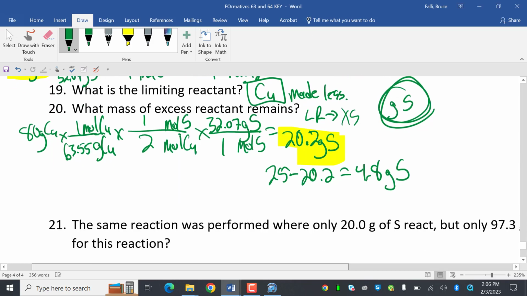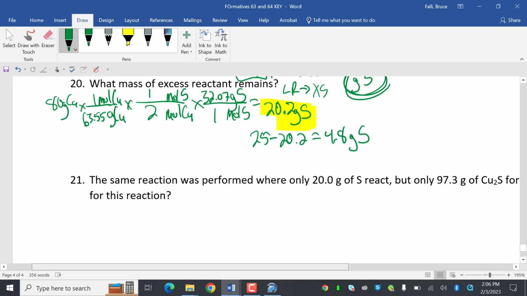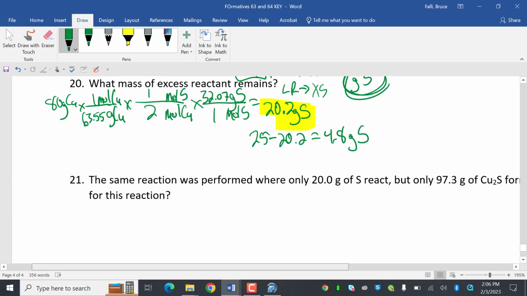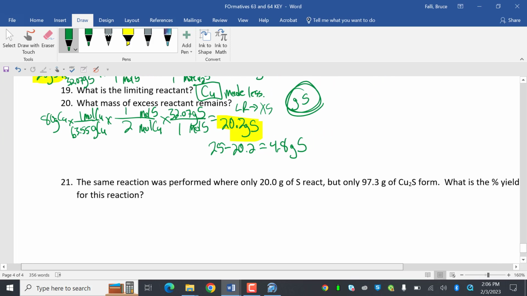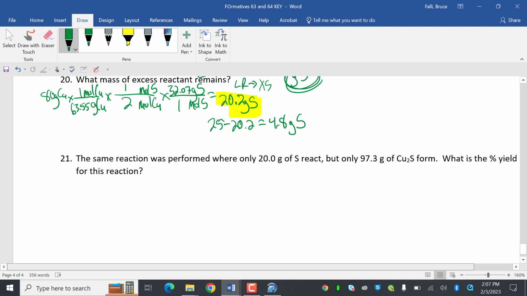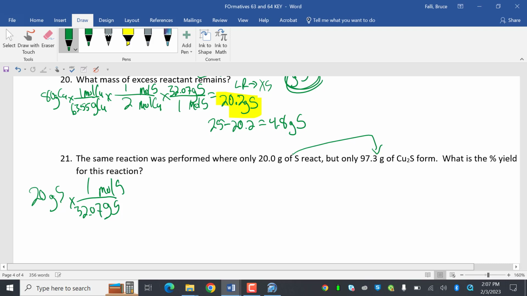All right, so now I think we've got a percent problem left. The same reaction is performed where only 20 grams of sulfur react, but only 97.3 grams of Cu2S form. What is the percent yield of that one? So I'm going to convert my sulfur into my product. 20 grams of S, going to moles of S. 1 mole is 32.07. And then moles of S and moles of Cu2S are both 1 over 1. That's from the coefficients, so if you look at the coefficients, you're golden there.